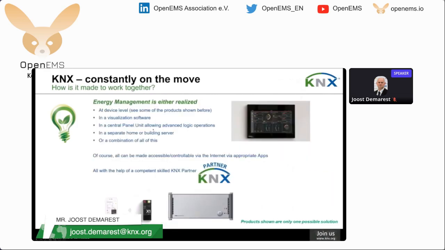How is this energy management actually realized? I've already shown you quite a number of products. Either this energy management is done at device level, or it is done in a visualization software, or it is realized in a central panel unit, allowing advanced logic operations like the one shown here, or it is realized in a separate home or building server, or it is realized in a combination of all of this. Actually, I always compare KNX to Lego bricks. So you can put the Lego bricks together much to your own needs.